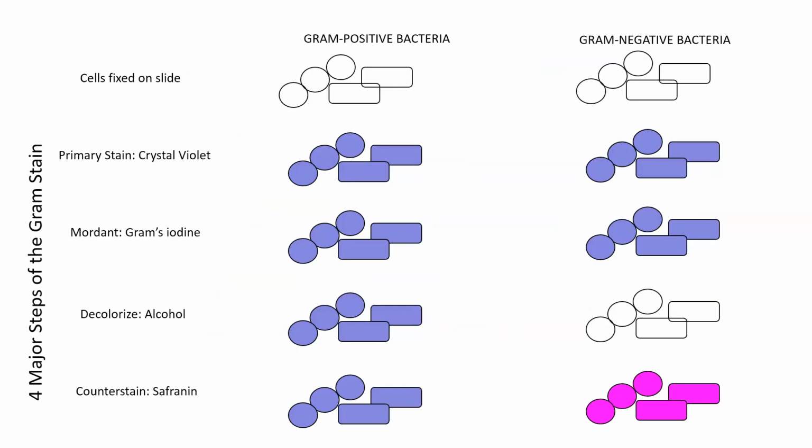One of the things we often look at is on these 4 major steps, what color do things have? It says if you start out with these cells on the slide, you've got no color to it. You add the primary stain, it stains everything purple. You add the Graham's iodine, it leaves everything purple. You add the alcohol to decolorize it, and it's going to take the color out of the gram negative bacteria, but not out of the gram positive. And then when you add the counter stain, the pink on the purple is going to not change color. The pink on the clear is going to give it a pink color.